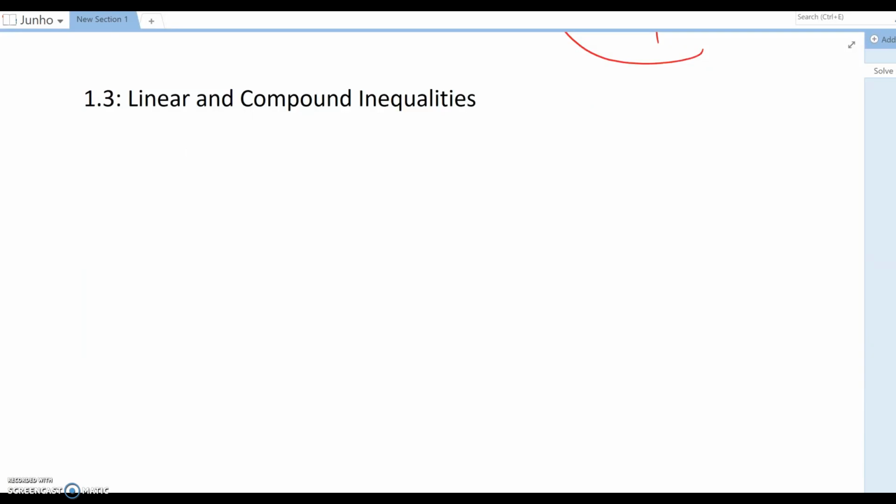Lesson 1.3 Linear and Compound Inequalities. So for these questions, we had better know what inequality means.